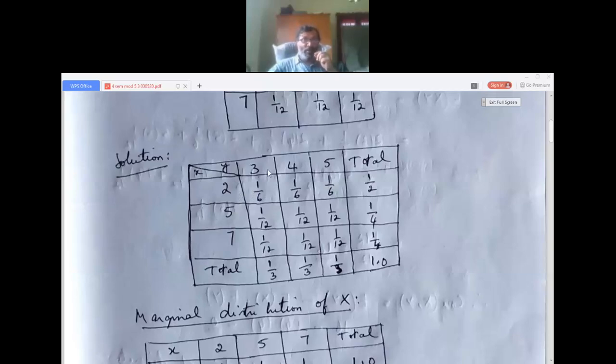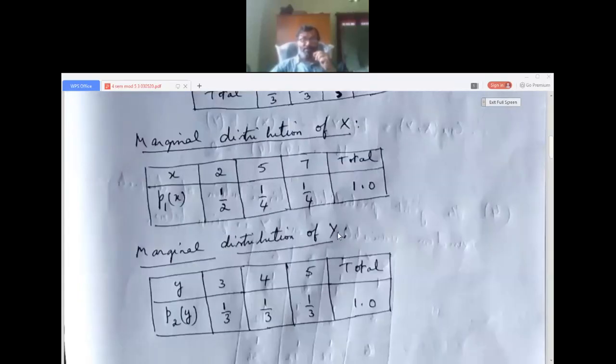Then it goes 2 into 3 into 1 by 6 plus 2 into 4 into 1 by 6 plus 2 into 5 into 1 by 6 plus 5 into 3 into 1 by 12 plus 5 into 4 into 1 by 12 plus 5 into 5 into 1 by 12 plus 7 into 3 into 1 by 12 plus 7 into 4 into 1 by 12 plus 7 into 5 into 1 by 12. So like that they take the combinations.